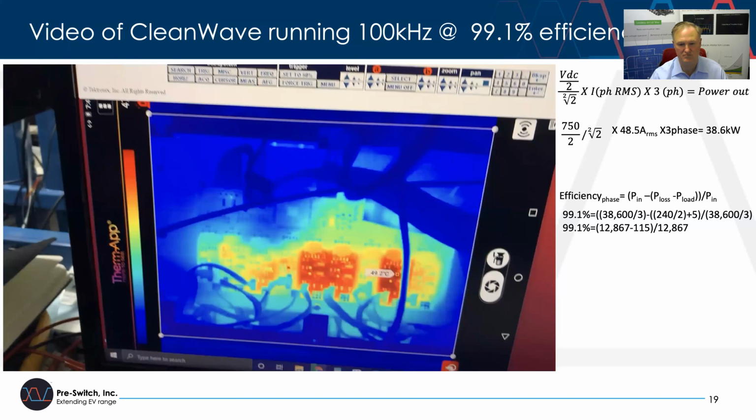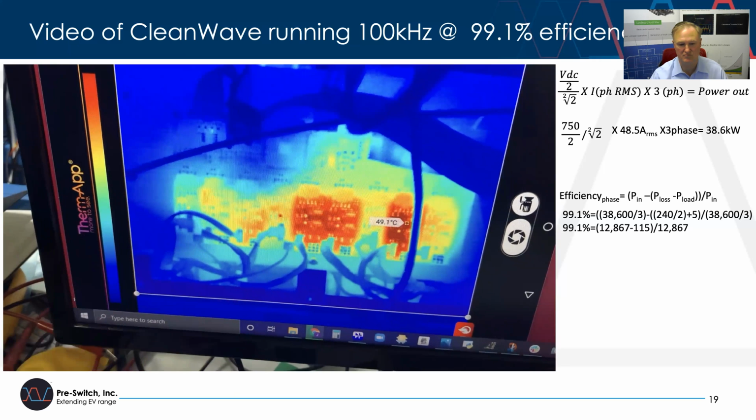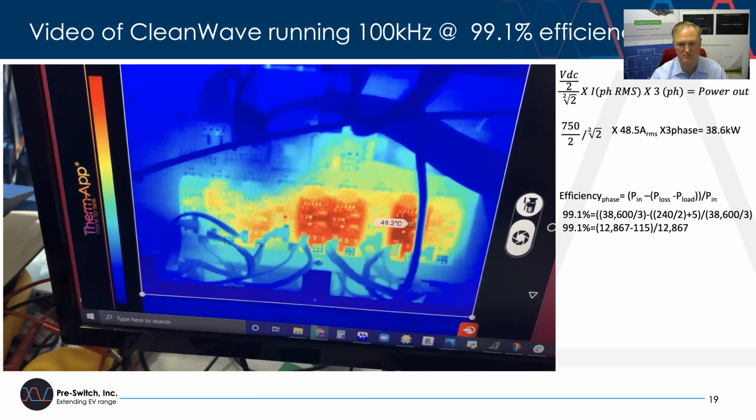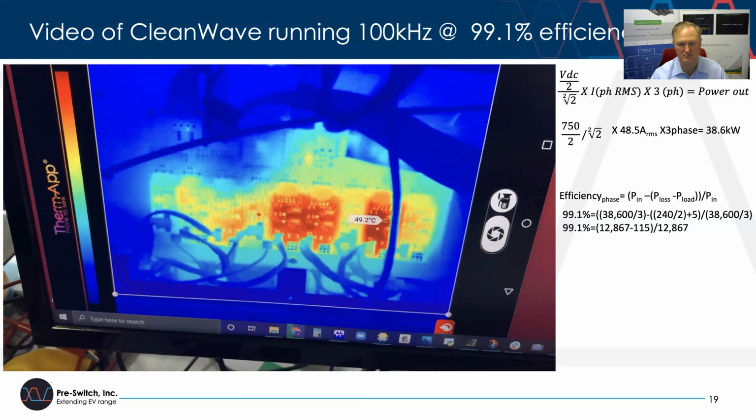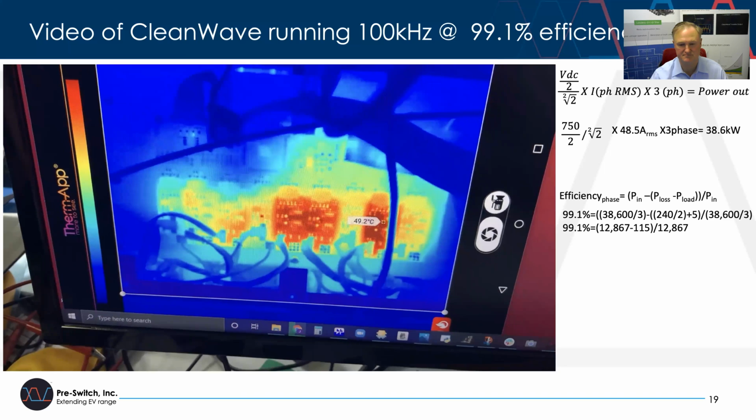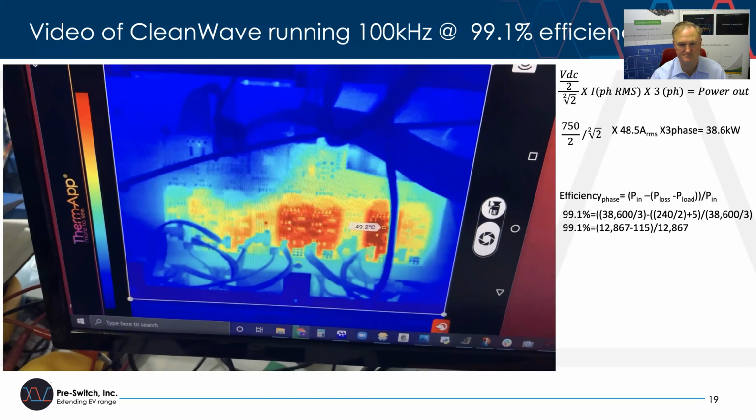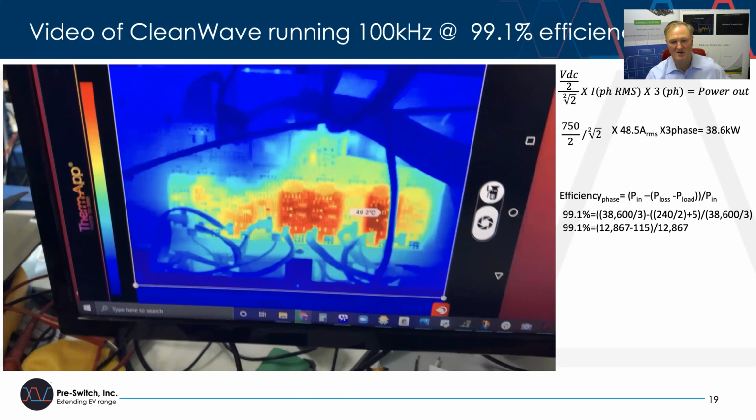Here you can see that the devices are pretty cool while running 50 amps RMS through them, and the hottest parts are actually the pre-drive board on top. All right, thanks for checking us out, and more to come at FreeSwitch. Just a minor correction, the calculated efficiency turned out to be 99.1% in this application. But the key point here is that the losses are not in the devices themselves. They can be switched very fast and very efficiently.